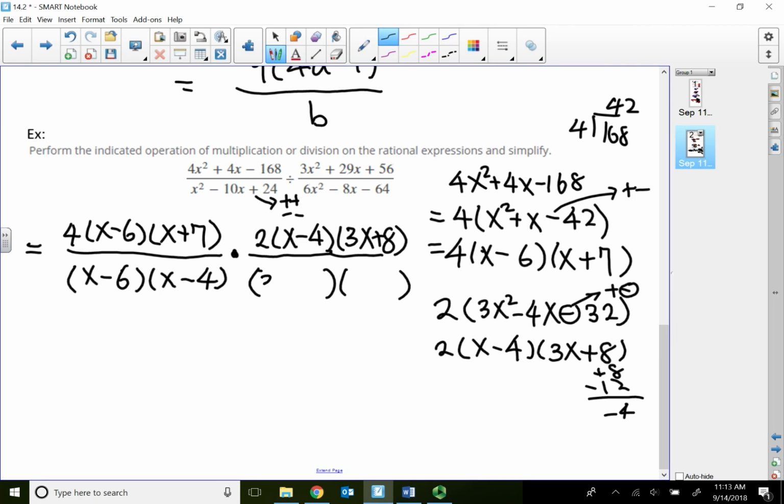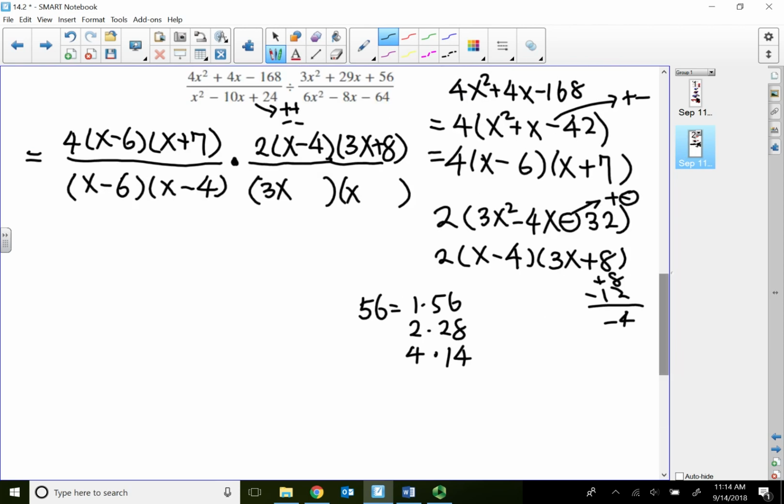For 3x squared, I can use 3x and x. For 56, 8 times 7. I need a 29 in the middle, so 56, 1 times 56, 2 times 28. 3 cannot go into 4. 4 goes into 56, 14 times. 7 times 8.